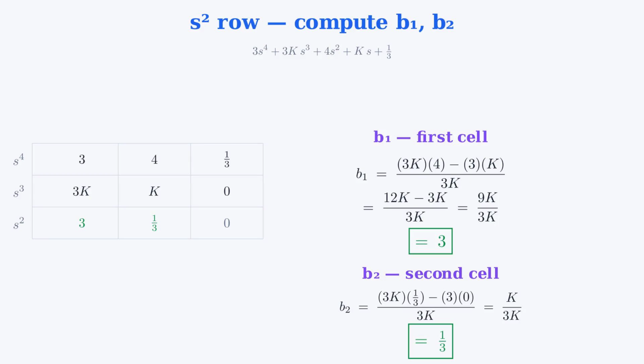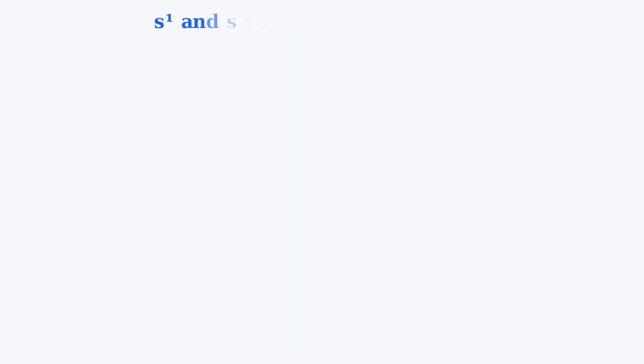Again the k cancels, another fixed positive number. The s squared row is now 3, 1/3, 0. Both non-trivial cells are positive constants. The k dependence has bubbled away. The s to the 1 row. One cell, call it C1.